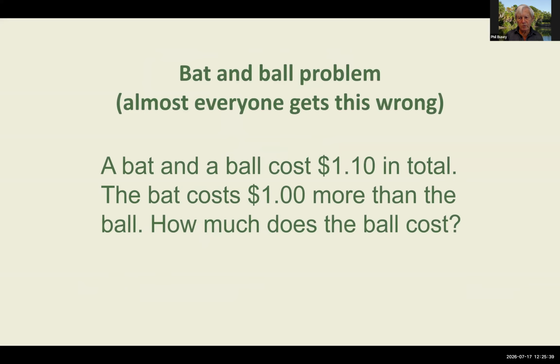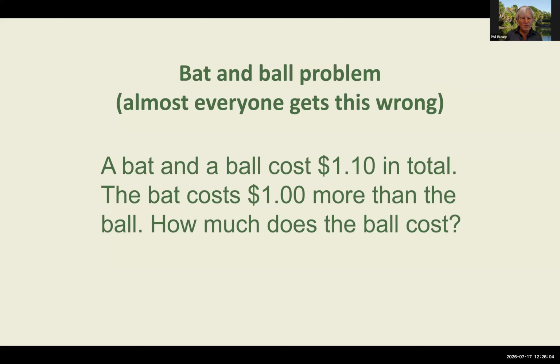Almost everyone gets this one wrong. If a bat and a ball cost $1.10 in total, and the bat costs $1 more than the ball, how much does the ball cost? Now, I want you to read that and think about that for a minute and see if you can come up with the right answer. This will be your Gestalt. This is your quick thinking part of your brain.